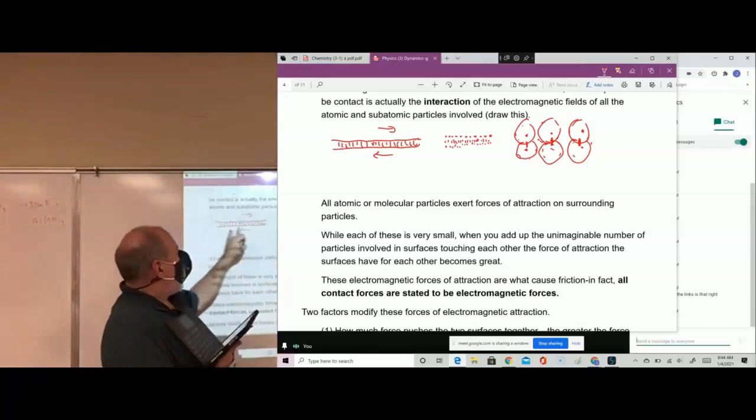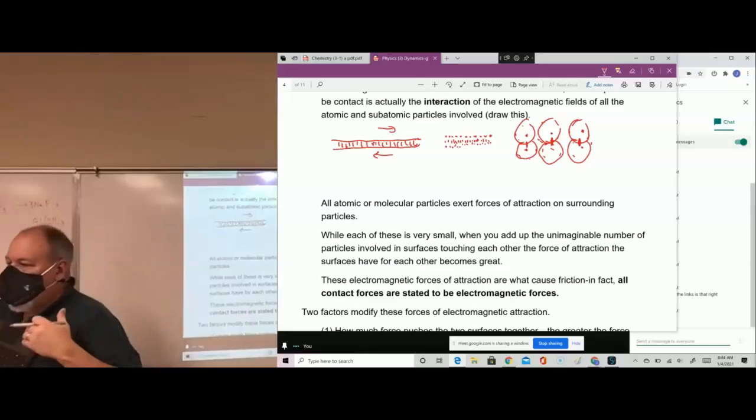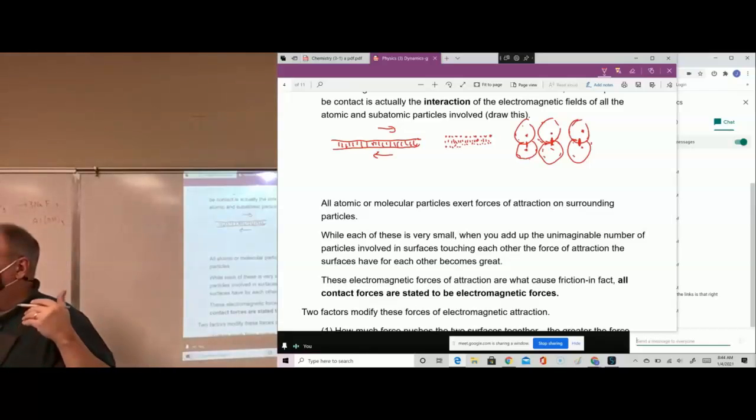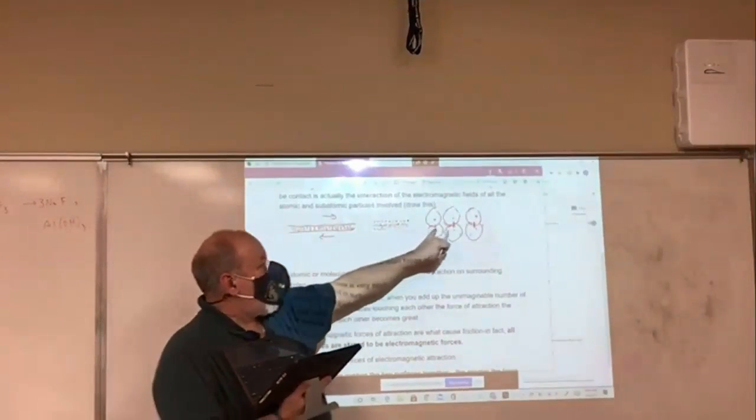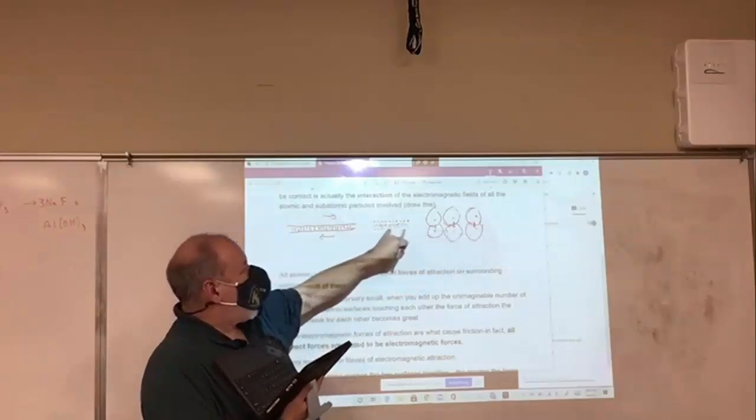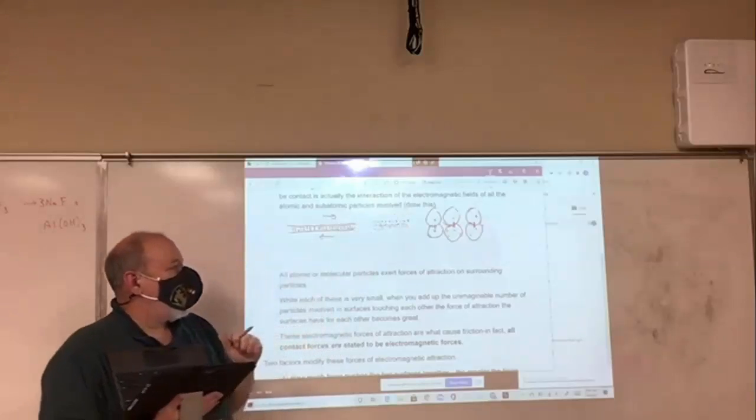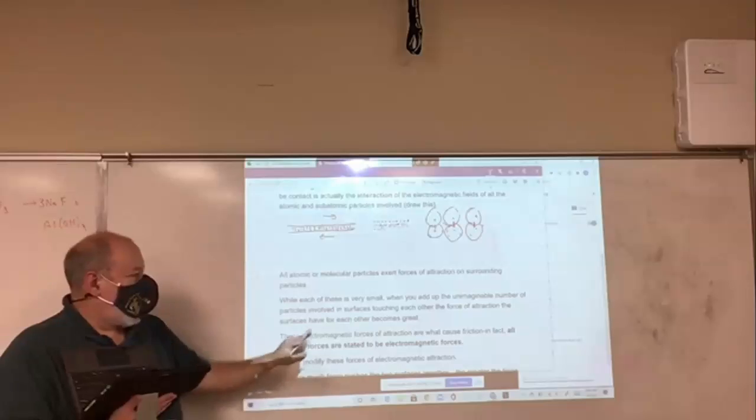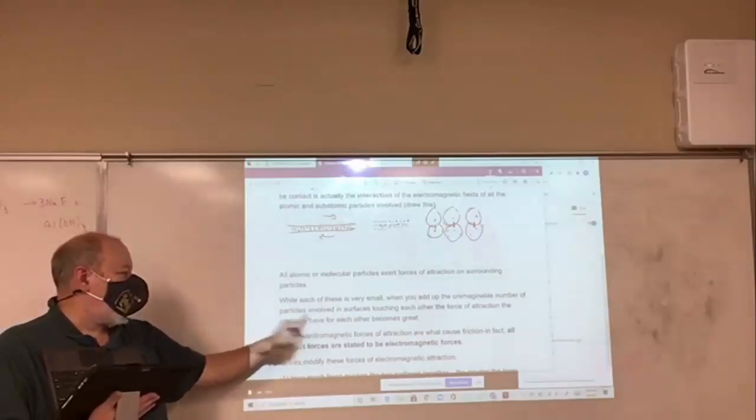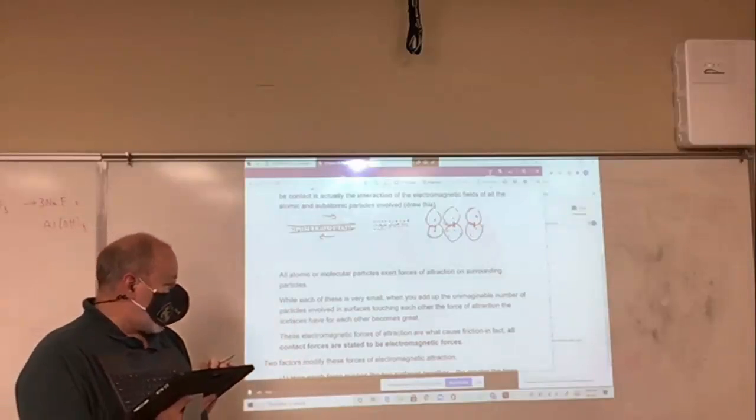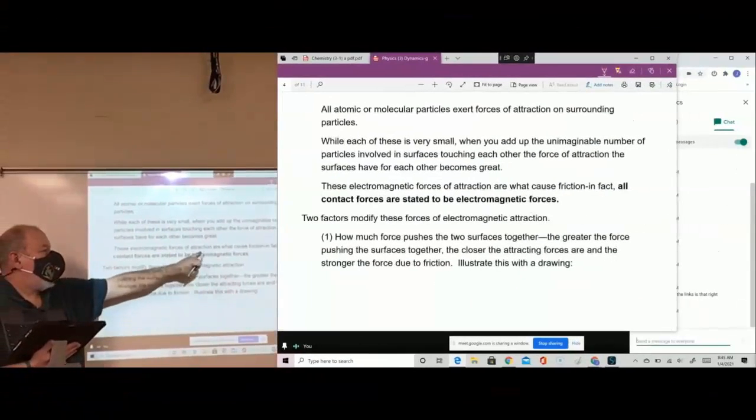But if I remember that the number of particles that I have in the surface of a solid object is also in the range of 10 to the 20, 10 to the 30, 10 to the 40th particles, all of a sudden, all of those particles that are in one place exert a fairly significant force on particles on the other surface. When you add up the unimaginable numbers of particles involved in surfaces touching each other, the force of attraction these surfaces have for each other becomes fairly great. And these are the forces of attraction that cause friction.